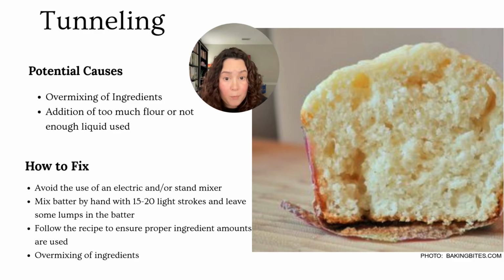But the main culprit of tunneling generally is overmixing of ingredients. The way this can be avoided is to avoid the use of an electric or stand mixer, and mix the batter by hand with 15 to 20 light strokes and leave some lumps in the batter. Most importantly, follow the recipe to ensure proper ingredient amounts are used, because if you have too much flour or too little liquid, tunneling may also occur.